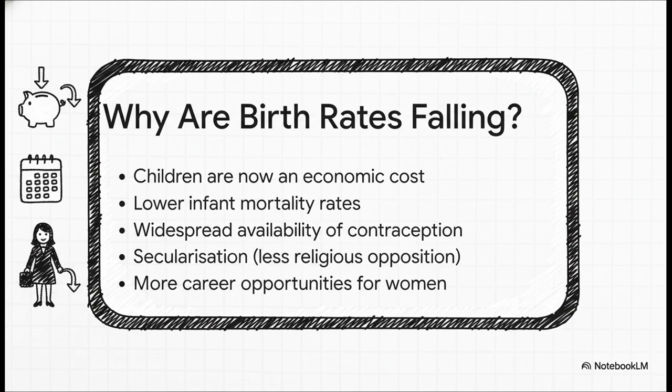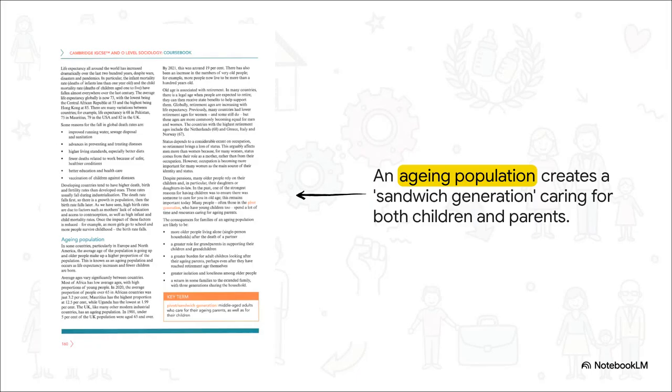Well, it's a mix of things. For one, kids have gone from being an economic benefit, another pair of hands to work the farm, to an economic cost. They're expensive. Plus, with better healthcare, fewer infants die, so people don't feel the need to have as many children. Of course, contraception is widely available. Religion, which often discourages contraception, has less influence. And here's a huge one. Women have way more opportunities for education and careers, which often means they delay having children or have fewer of them.